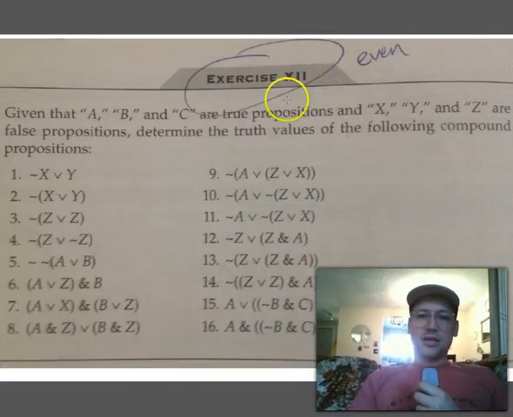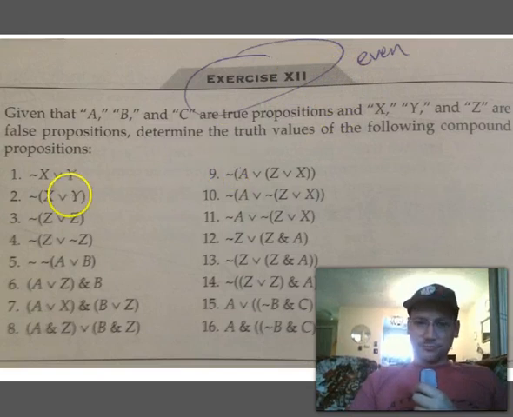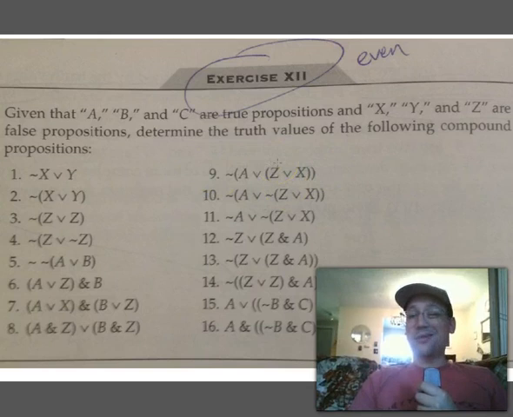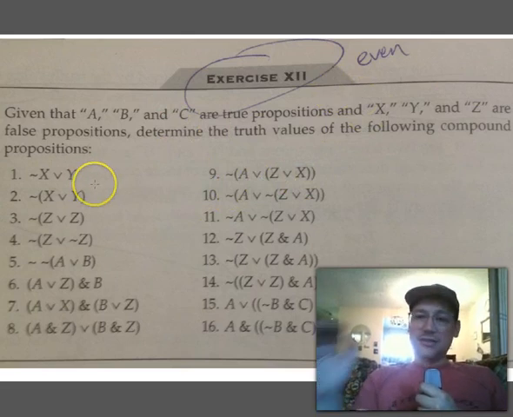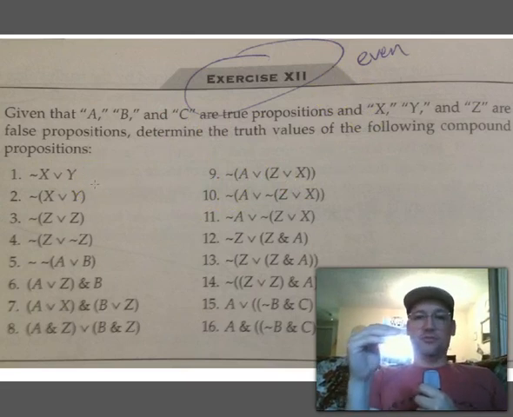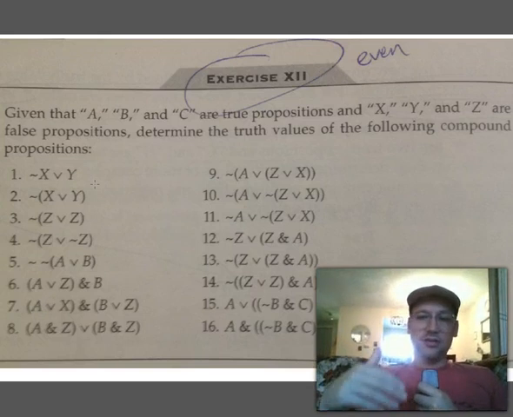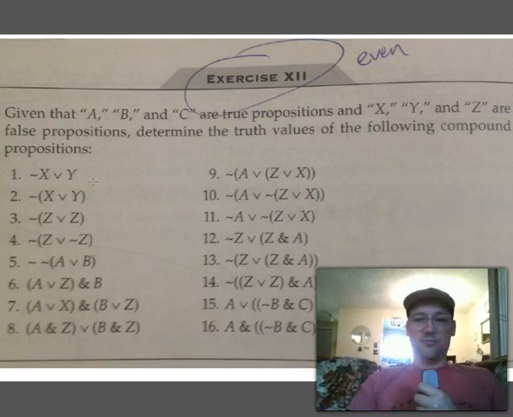But this exercise 12 from the book is not asking you to give a full truth table for these expressions the way I'll be asking on the exam. I like to describe this as truth tables with training wheels, so to speak, because they just tell you that A, B, and C are true and X, Y, and Z are false. So that's like calculating one line of the truth table, not all of the different possibilities, but just evaluating the truth of the expression under one set of possibilities. So let's do a couple of these.